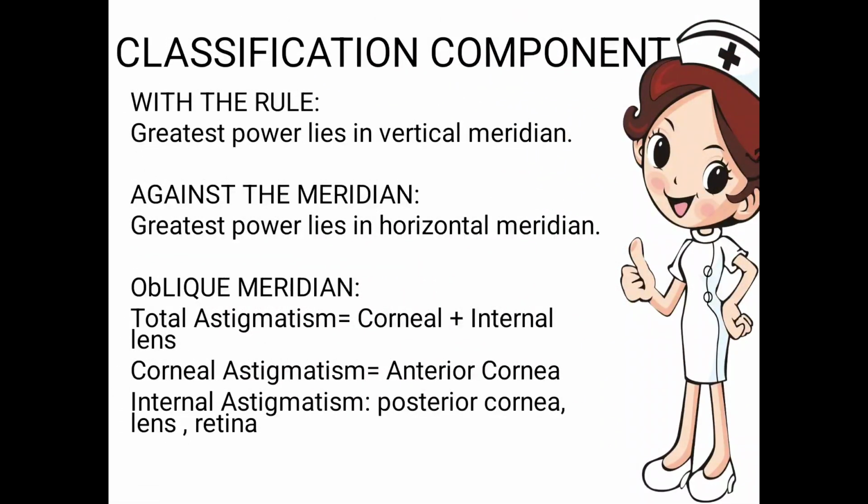Next one, classification. On the basis of classification, first is with the rule. According to with the rule, the greatest power lies in the vertical meridian, which means the person has the astigmatism from 60 degree to 120 degree. Now, as we all know, in case of cylindrical lenses, on one meridian the power is 0, on the other meridian there is a power, and another one is the axis meridian. So if the patient has with the rule astigmatism, then it will be myopic power, meaning minus cylindrical power may be given to the patient.